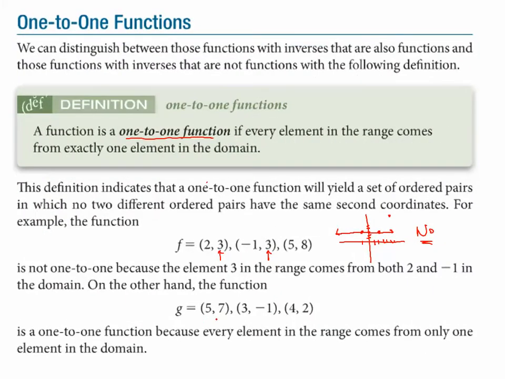Okay, g. Is that a one-to-one function? Do I have any repeat of my y values? No. So (5, 7) is somewhere over here. (3, -1) is somewhere down here. And (4, 2) is somewhere over here. So this will pass the horizontal line test, no problem.